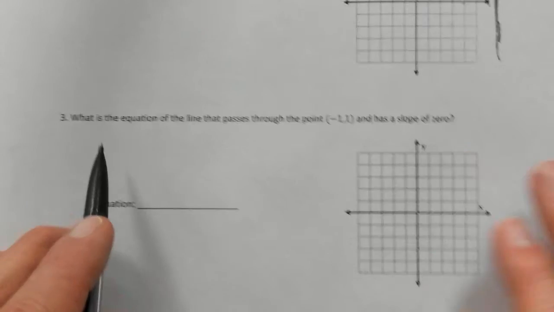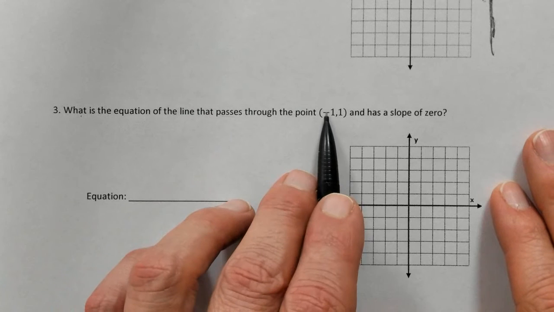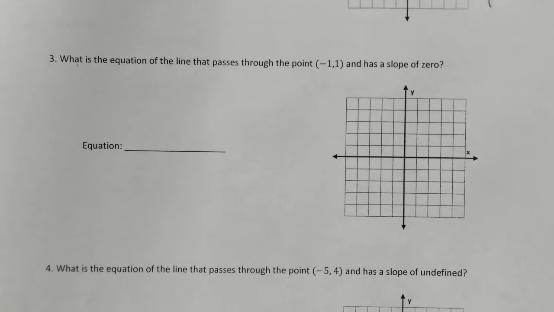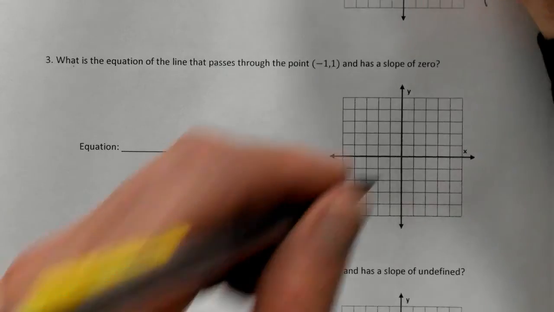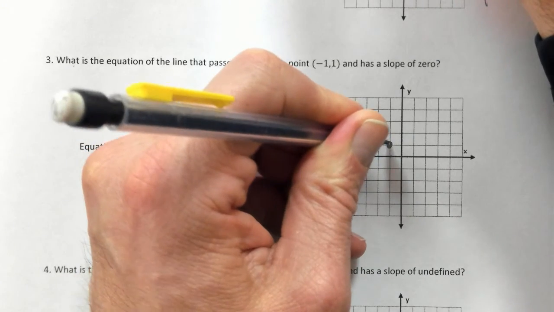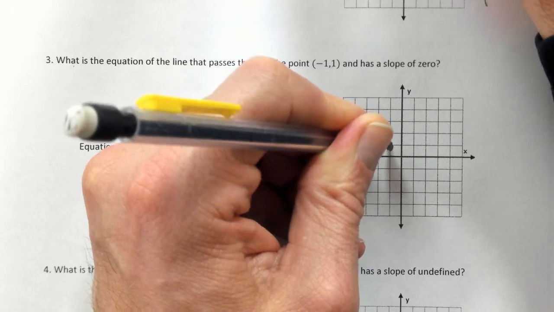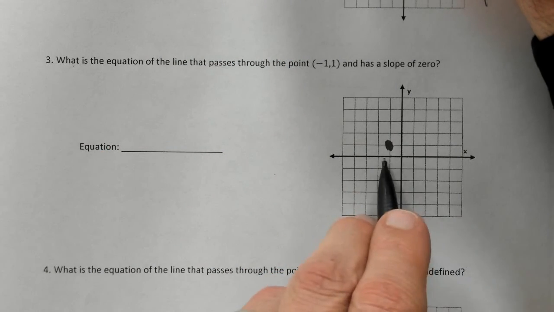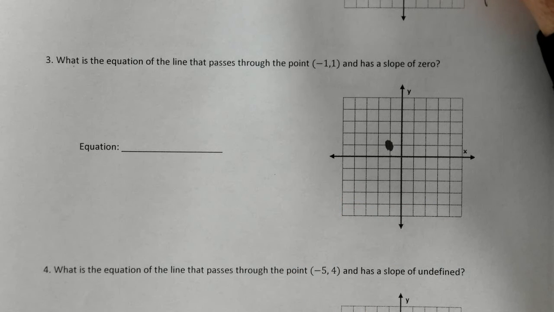And so the next one says, what is the equation of the line that passes through (-1, 1) and has a slope of 0? All right, so let's go ahead and put the point on here first. (-1, 1) is going to be here, so make sure that you're counting your ordered pairs correctly. The first coordinate is the x-coordinate, the second coordinate is the y-coordinate, so keep that in mind.